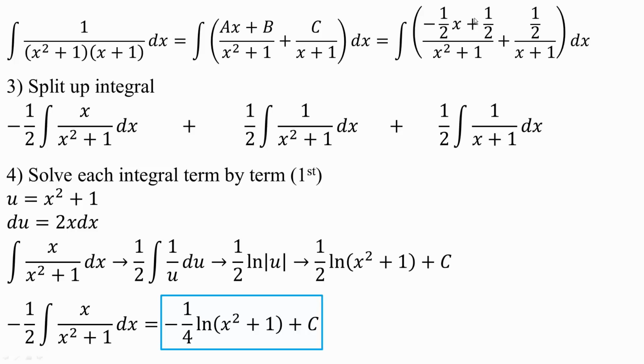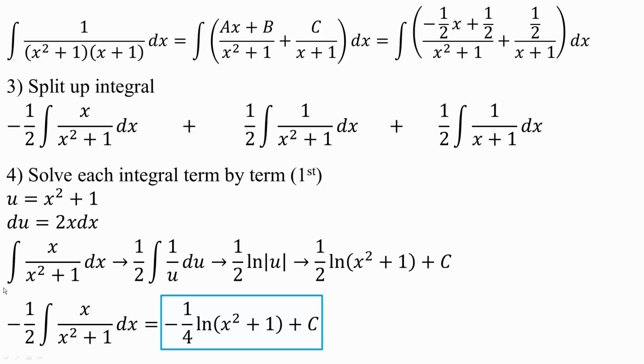The other will be 1/2 divided by x squared plus 1. The other will be 1/2 divided by x plus 1. So we have 3 integrals. Now we need to solve each integral. The first one, we will have to use some sort of substitution. If I say that u is equal to x squared plus 1, then du becomes 2x dx.